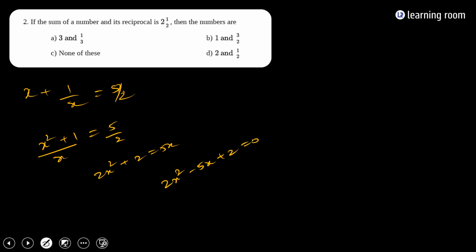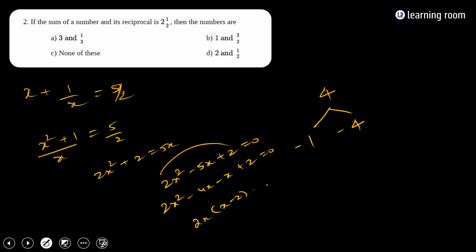So what should I write? First term and last term should be multiplied, 4. So what are the factors? 1 and 4, with minus 5. So 2x square minus 4x minus x plus 2. So 2x into x minus 2 minus 1 into x minus 2 is equal to 0. So x will be half or 2. Option B.